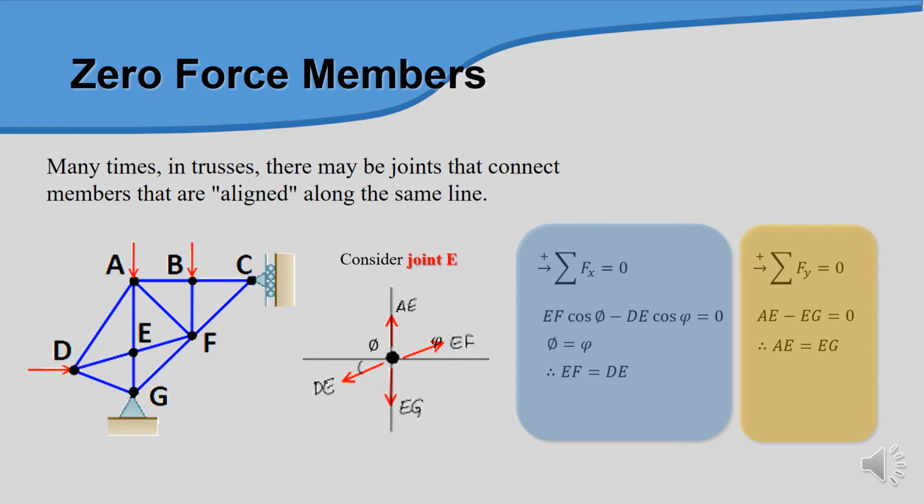Also, for the net force Fy is equal to 0. So we have this couple of forces along the y-axis. So the value of AE minus EG is equal to 0. Finally, we have AE equal to EG.